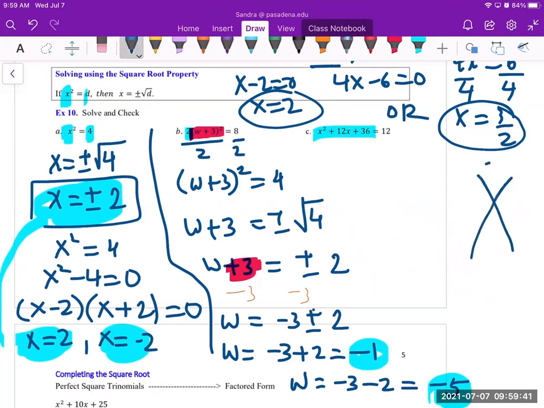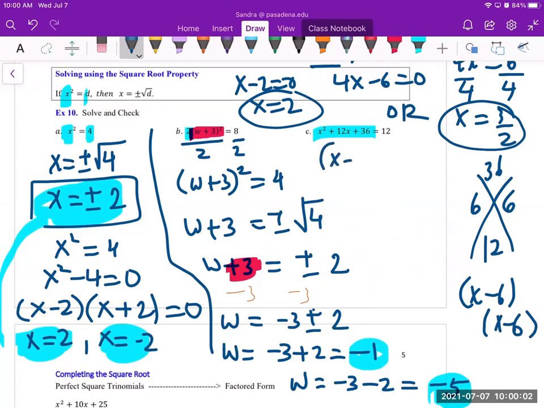I need factors of 36 where the sum is 12. I know it is 6 times 6. 6 times 6 is 36 and the sum is 12. So I know that it will be x minus 6 times x minus 6. But x minus 6 times x minus 6 is the same as x minus 6 squared. So this is x minus 6 squared, equal to 12. And you should be able to solve it from here.